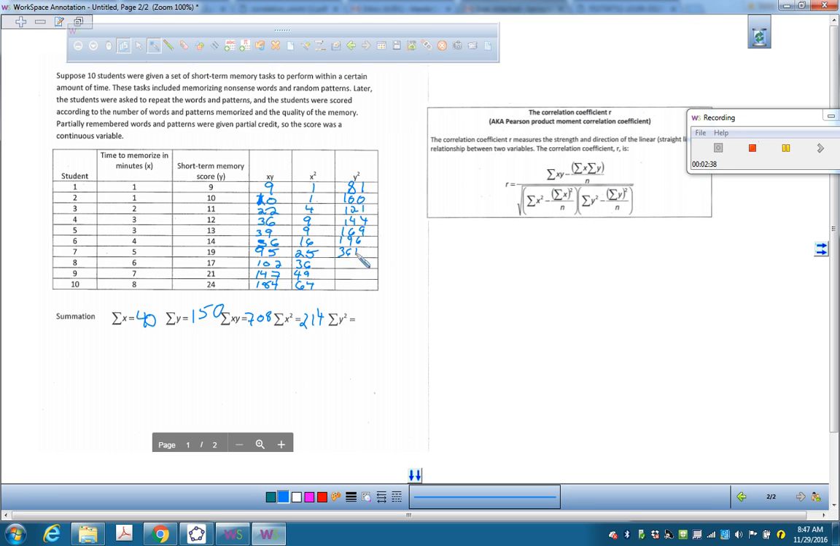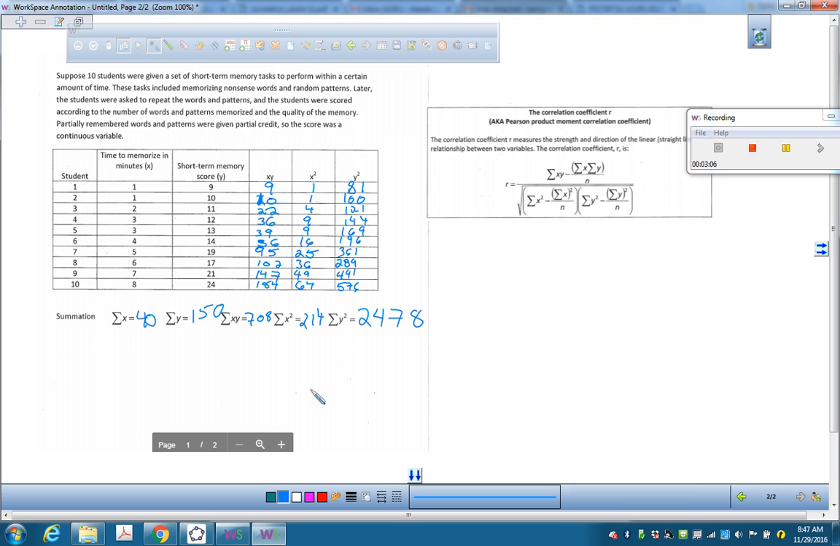361. 17 squared is 289. 21 squared is 400 and something. 441. And then 576. And then I'm going to sum all those numbers up. And those go right here. 2, 2, 4, 7, 8.